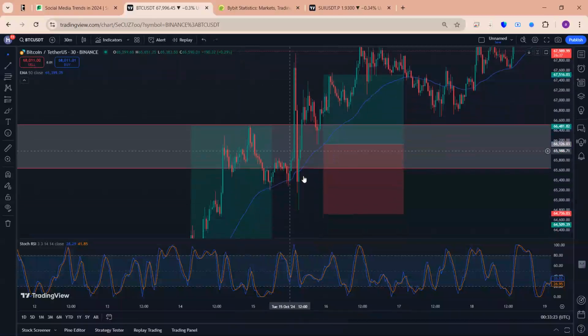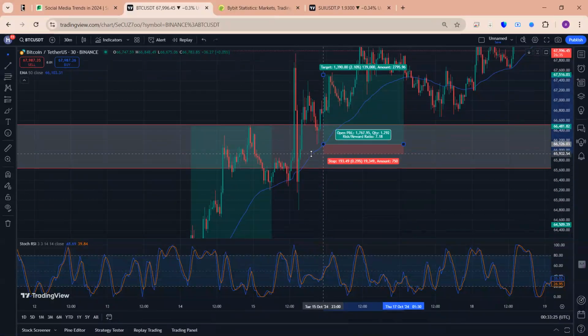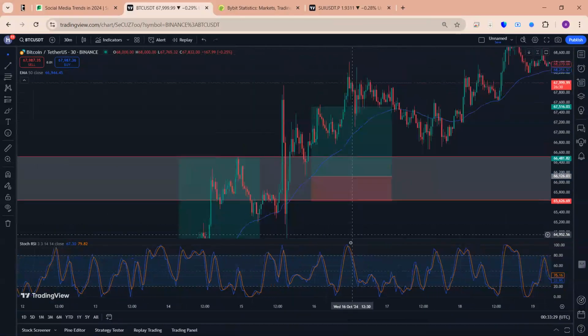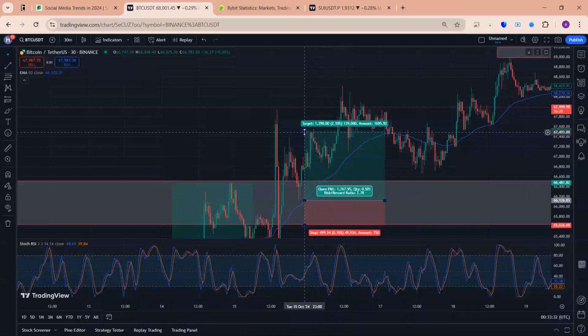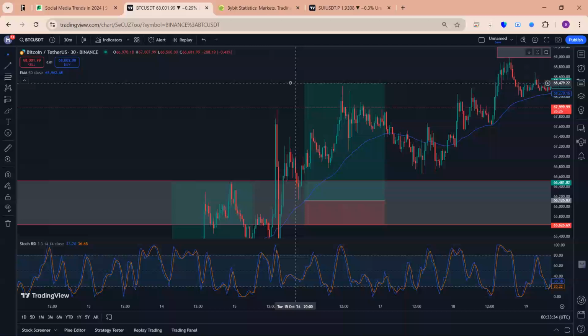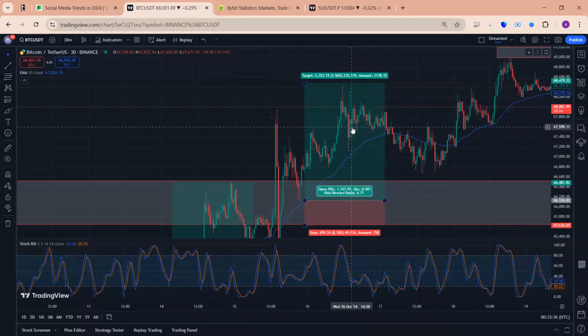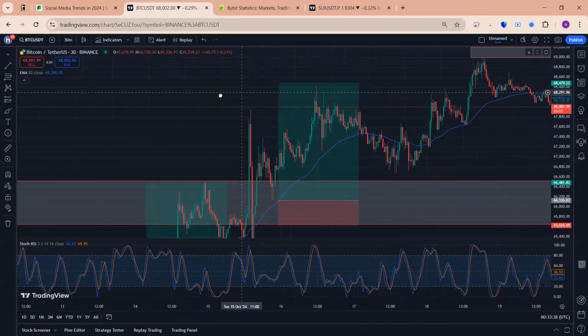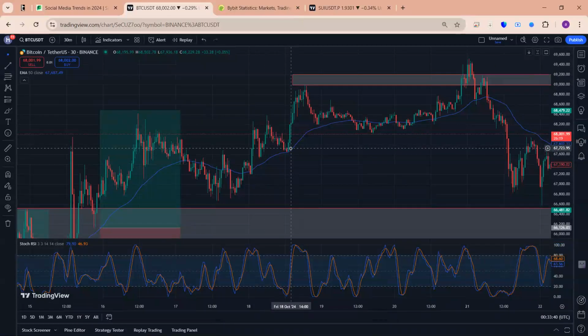Then what do I do again? I place my stop loss below my EMA, stop loss below EMA, and what do I do? I push it up to this level. I make another profit. Are you guys seeing this now? So see another opportunity here.